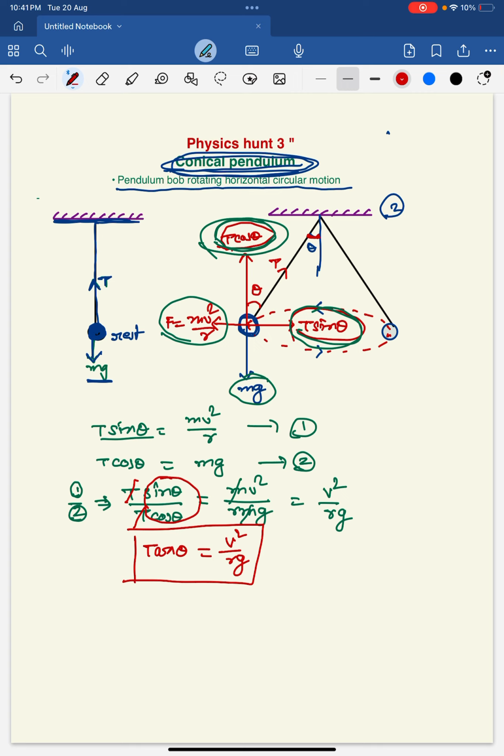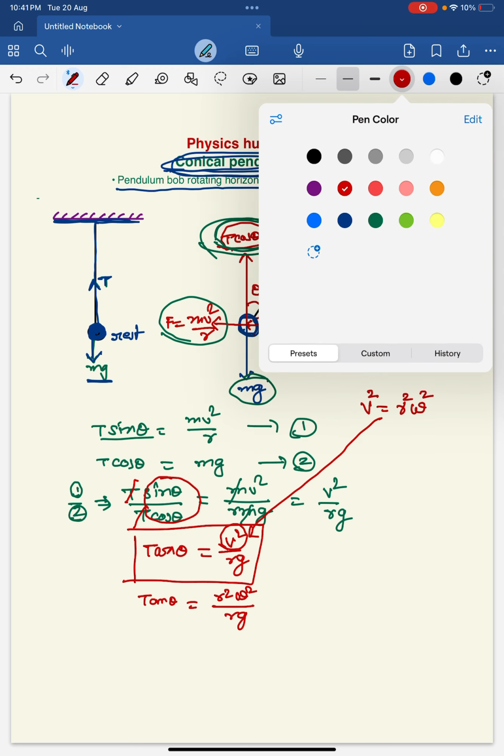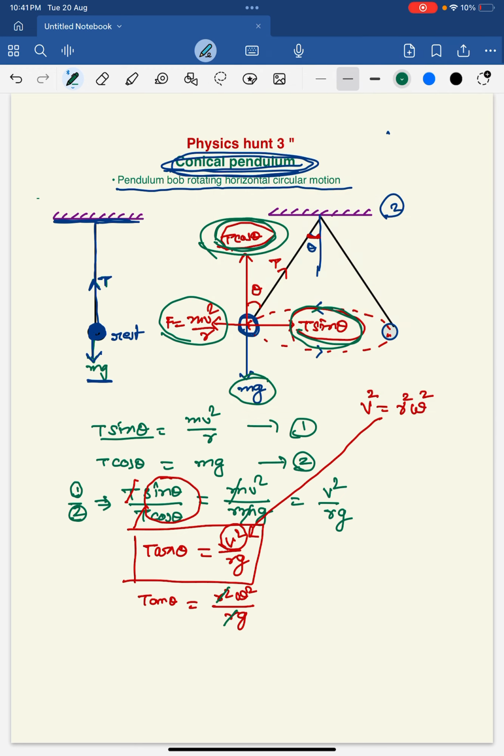We know the relation between linear velocity and angular velocity, which we discussed already: v is equal to r omega. But here in this expression we have a v square term, so v square means r square omega square. Now you can substitute this here. Tan theta is equal to r square omega square by rg. So one r cancels, and the rest is r omega square by g. So tan theta is equal to r omega square by g.